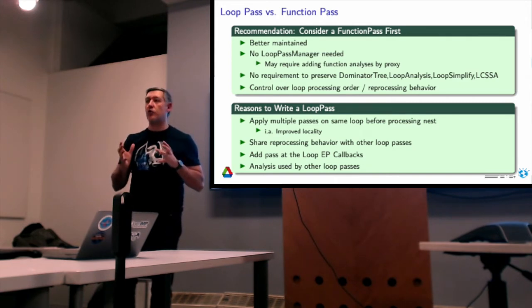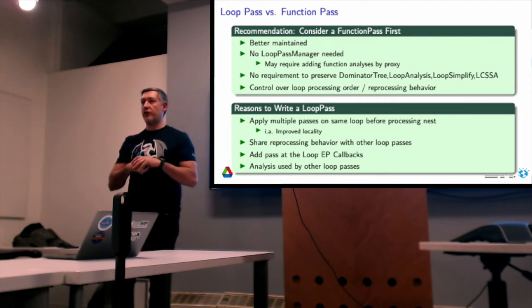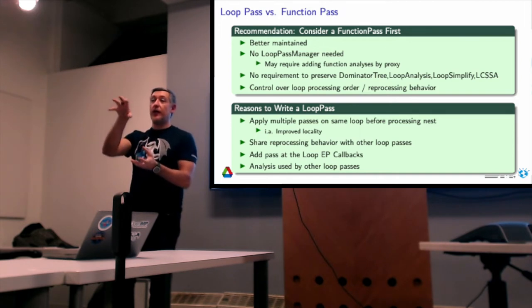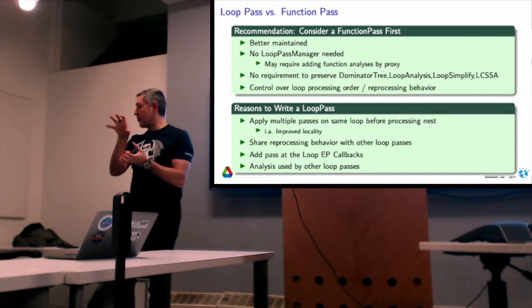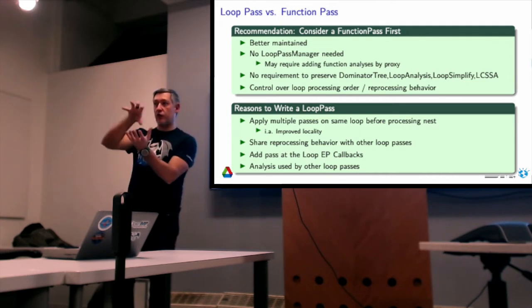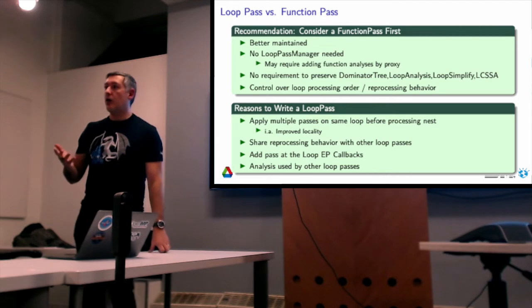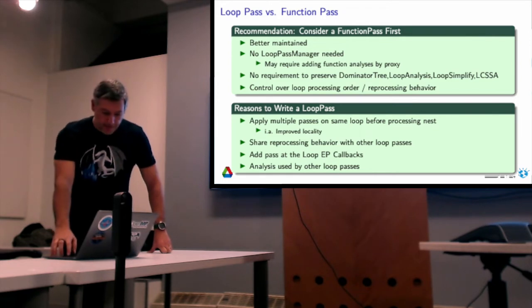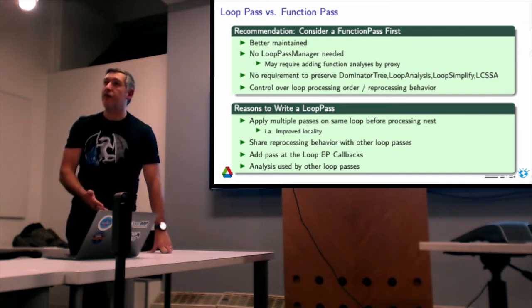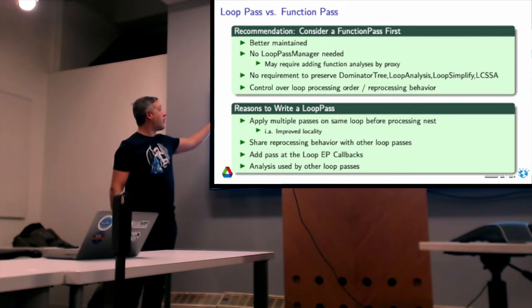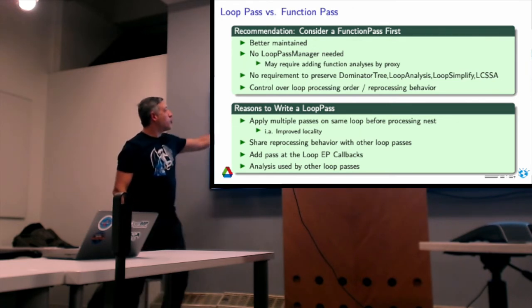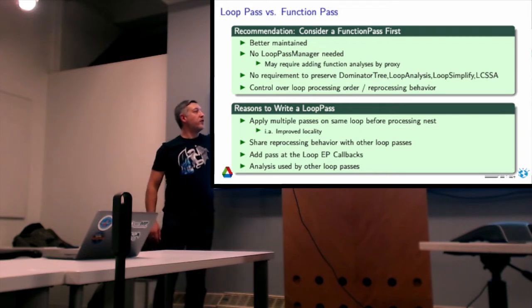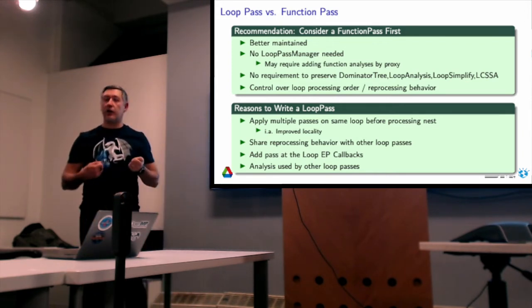Now, there are some loop transformations that need to be, or arguably need to be, function passes. If you have loop distribution, where you split a loop into two, technically it doesn't have to be a function pass, but essentially I see it more as one. One of the recommendations we give to people is to just use a function pass to start, because it's much easier to maintain. There are a lot of passes in LLVM that are already function passes, so it's better maintained. You don't need to have a pass manager. That's a very important one. You do not need to preserve all of these, which is cumbersome, requires time, and is error prone.